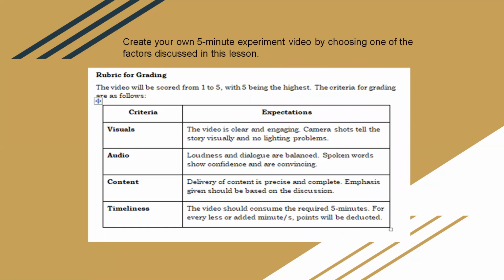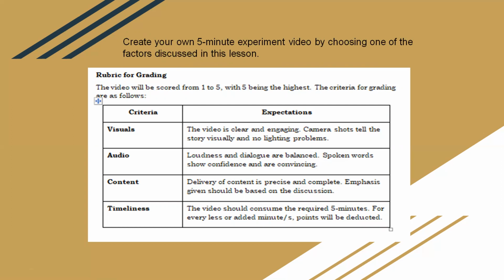Now, another one is to create your own 5-minute experiment video by choosing one of the factors discussed in this lesson. We have here a rubric for the grading. The video will be scored 1 to 5, with 5 being the highest, and the criteria for grading are as follows. We have visual: the video is clear and engaging.